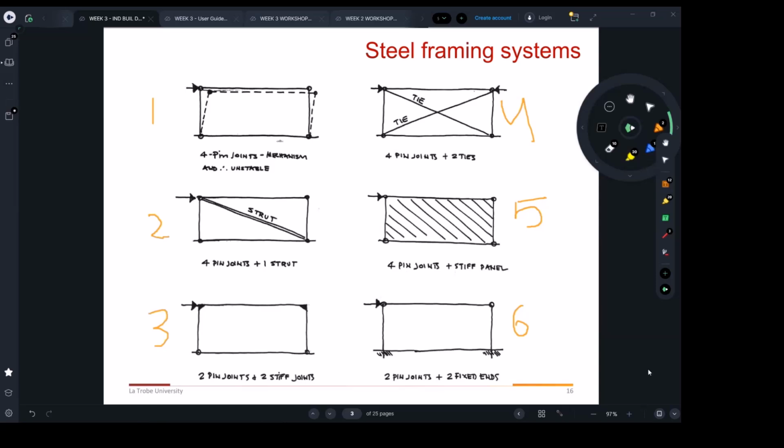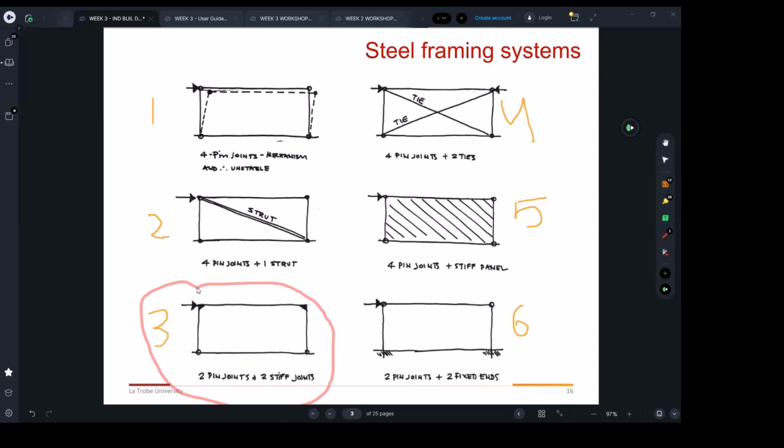Correct. Yes. Portal frame 3. Yes, that's the one. So why did you say portal 3? This is a portal frame. Why did you say the image or graph or diagram 3?